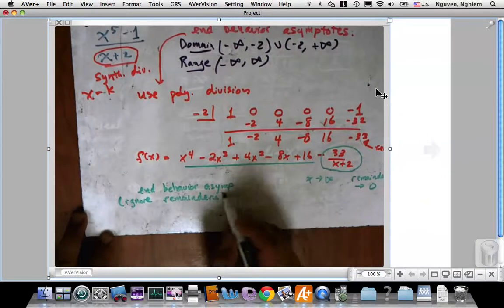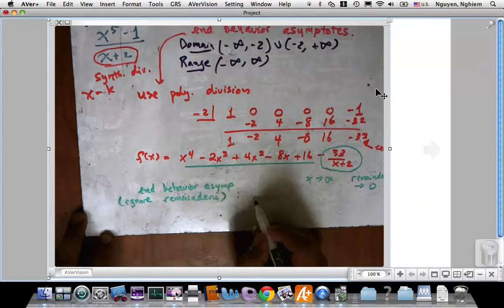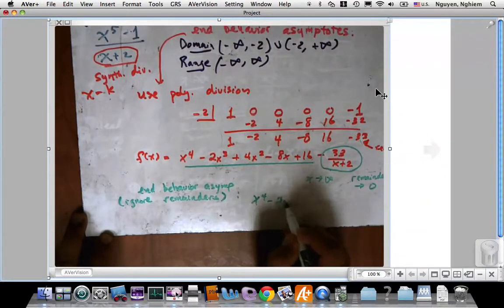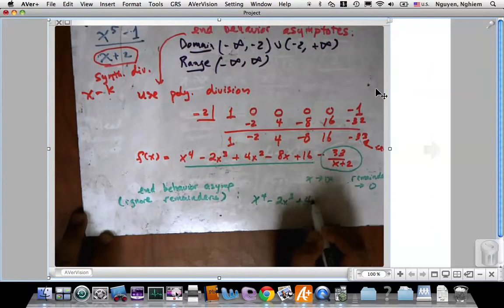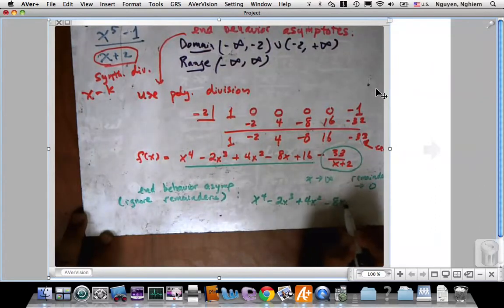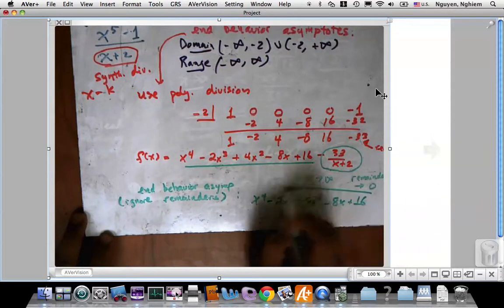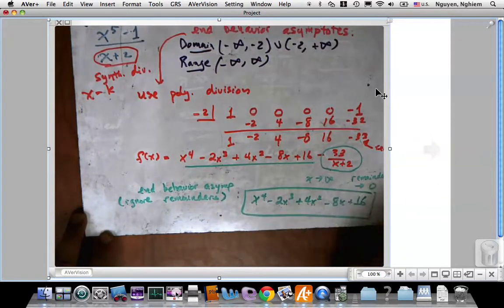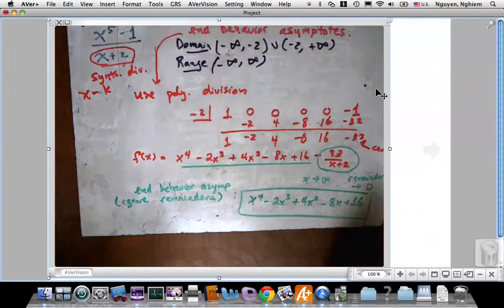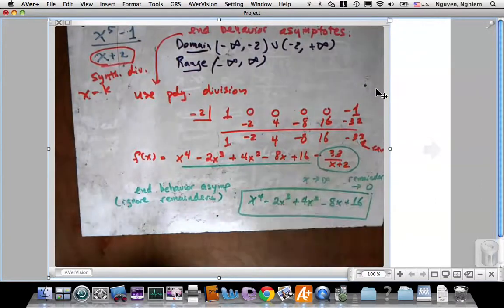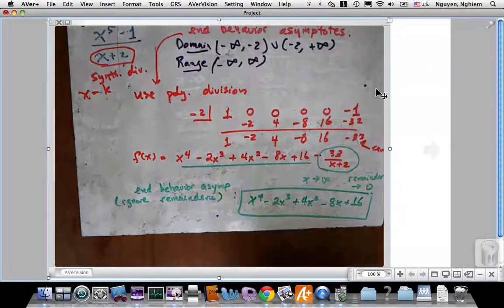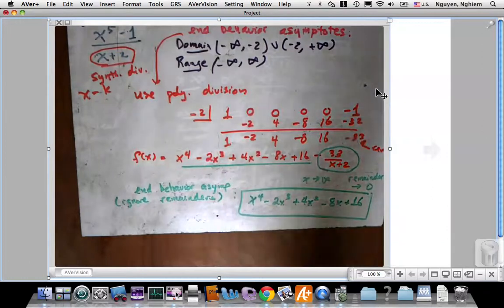So the end behavior asymptote in this case is x to the 4th minus 2x to the 3rd plus 4x squared minus 8x plus 16. Okay. And some of you may be wondering, what are we doing here, or why do we bother doing this? And that's a very legitimate and good question to ask, because we have to see this in the big picture.